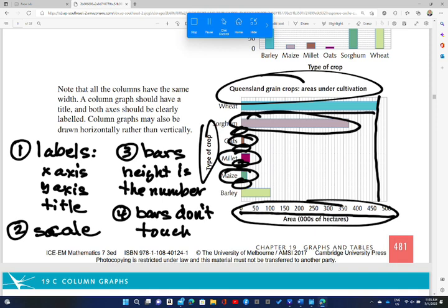And coloring them is completely optional. You can if you want to, but you're not required to. So again, labels, make sure you label it carefully. Determine the proper scale. Then you simply draw bars whose heights represent the number value that you're given, and make sure that the bars don't touch. Pretty straightforward. So let's look at a couple.